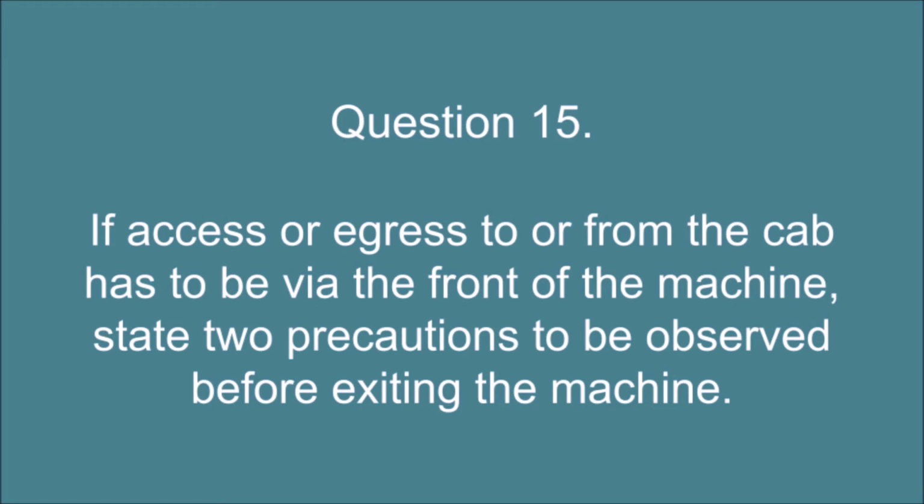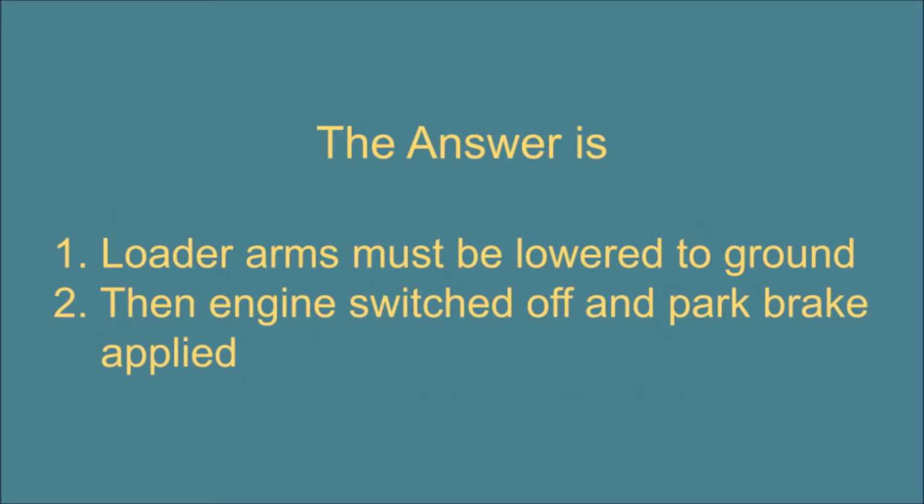Question 15. If access or egress to or from the cab has to be via the front of the machine, state two precautions to be observed before exiting the machine. The answer is: 1. Loader arms must be lowered to ground. 2. Then engine switched off and park brake applied.